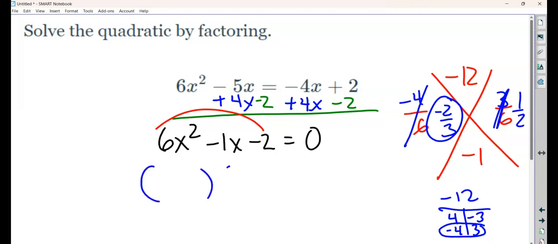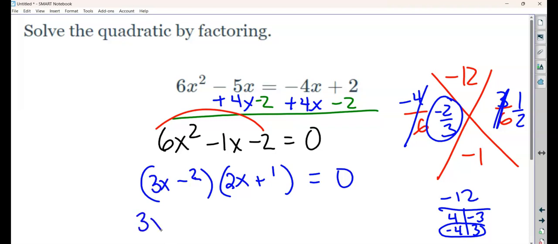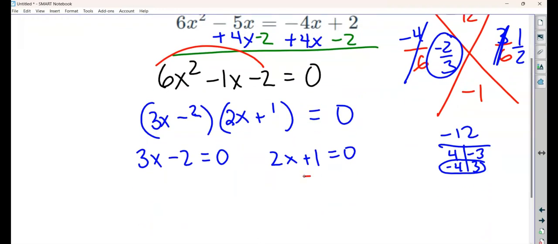So here we go. Our two factors are, whoops, let me leave a little space here. Negative 2/3, that's messy. Negative 2/3 and positive 1/2. Remember, no fractions in your factors, so take this bottom and move it up. Take this bottom and move it up. So it's 3x minus 2 is equal to 0, or 2x plus 1 is equal to 0. Now you've got some solving to do.